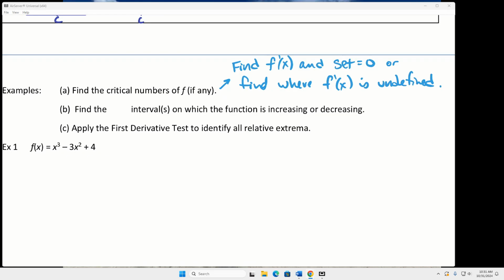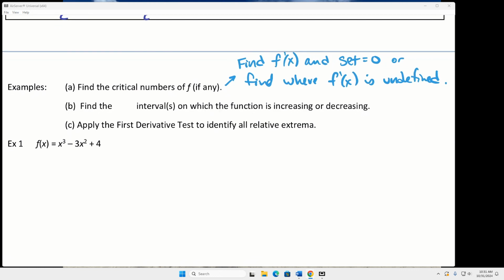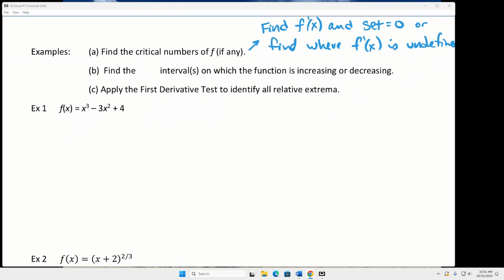All right. Then we're going to find the intervals on which the function is increasing and decreasing. To do that, we're going to do a number line. You'll be able to see it, and then we're going to test the derivatives on each side of the critical numbers. And then C, we're going to apply the first derivative test to identify any relative extrema. All right, so let's look at example 1. I'm going to start with going ahead and finding this derivative.